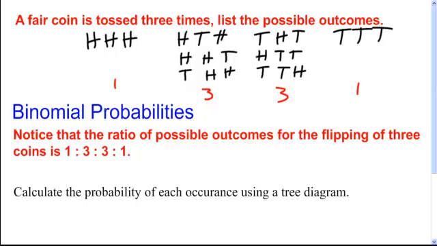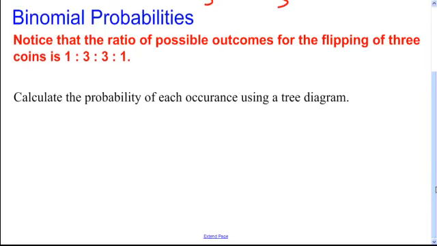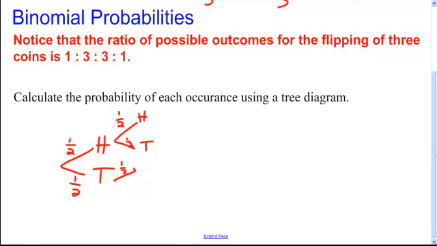So we can calculate the probability of each of these occurring by looking at a tree diagram. So initially, when I flip, I can look at either heads or tails. So I have a 50% chance of getting a head and a 50% chance of getting a tail. If my first one is a head, then I flip again, and I can either get a head or a tail, 50% for each of those. If tails, 50% head, 50% tail.